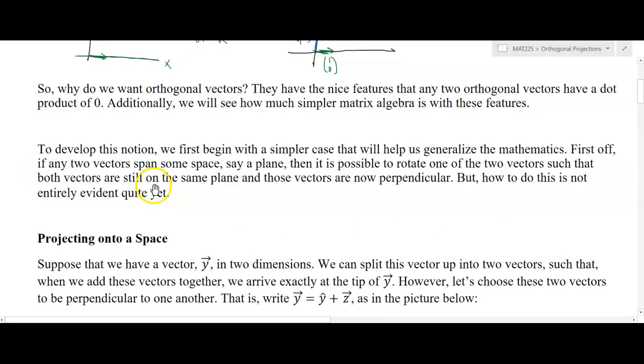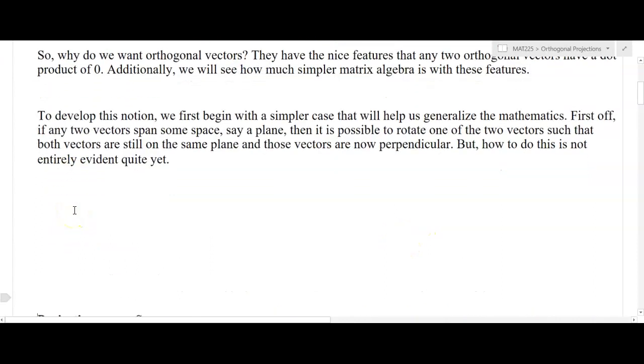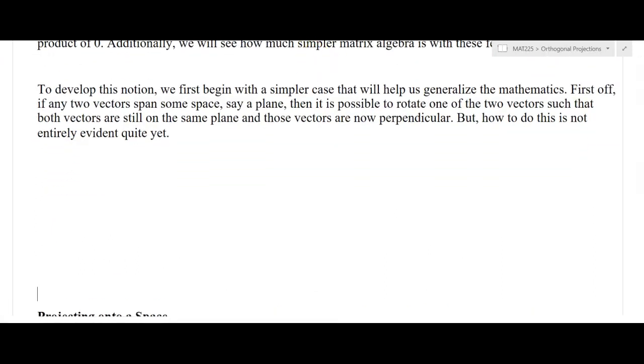First off, if any two vectors span some space, say a plane, then it is possible to rotate one of the two vectors such that both vectors are still on the same plane, and those vectors are now perpendicular. But how to do this is not quite yet evident. So let me draw a picture of what I'm talking about here. If we think about this as being some sort of plane, and on this plane we have two vectors. Maybe one of them points here, and the other one points somewhere else along that.